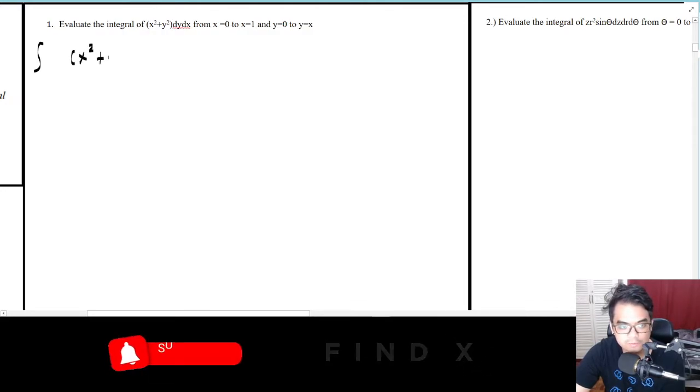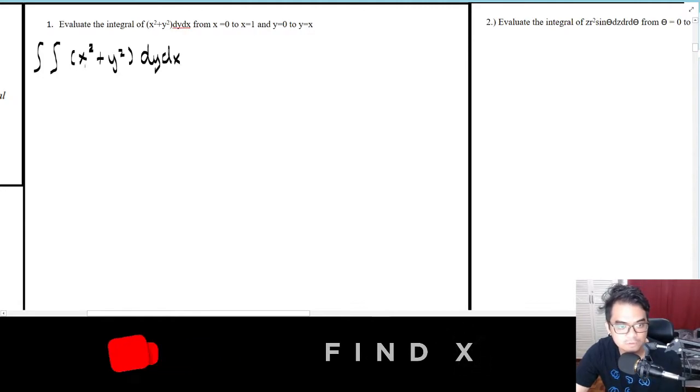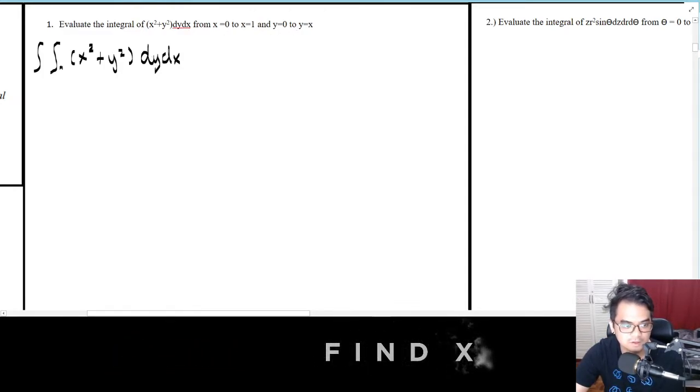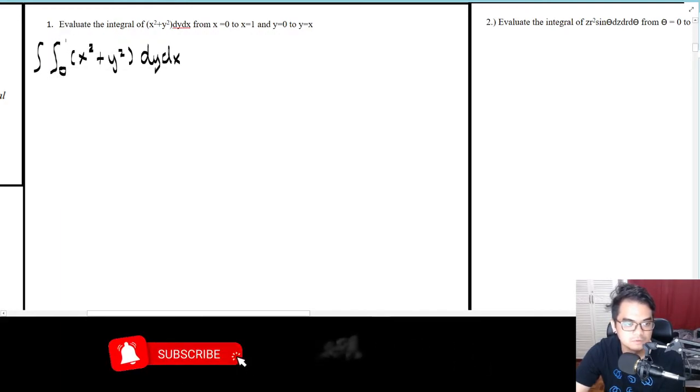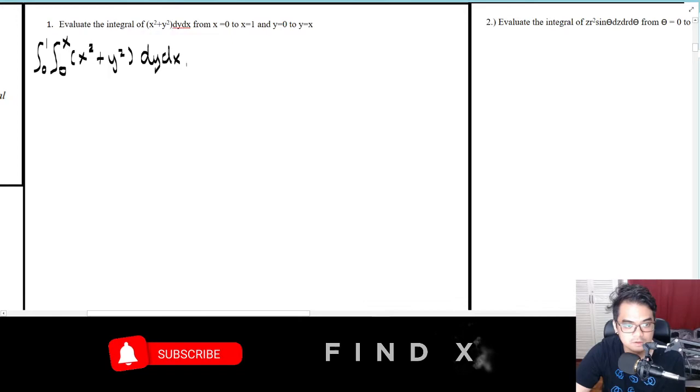x squared plus y squared, dy dx. Okay, so we have here two integrals, so this will be a double integral. Since the first one is dy, we have to first write the limits of y. So the limits of y are 0 to x, and then the limits of x will be 0 to 1.